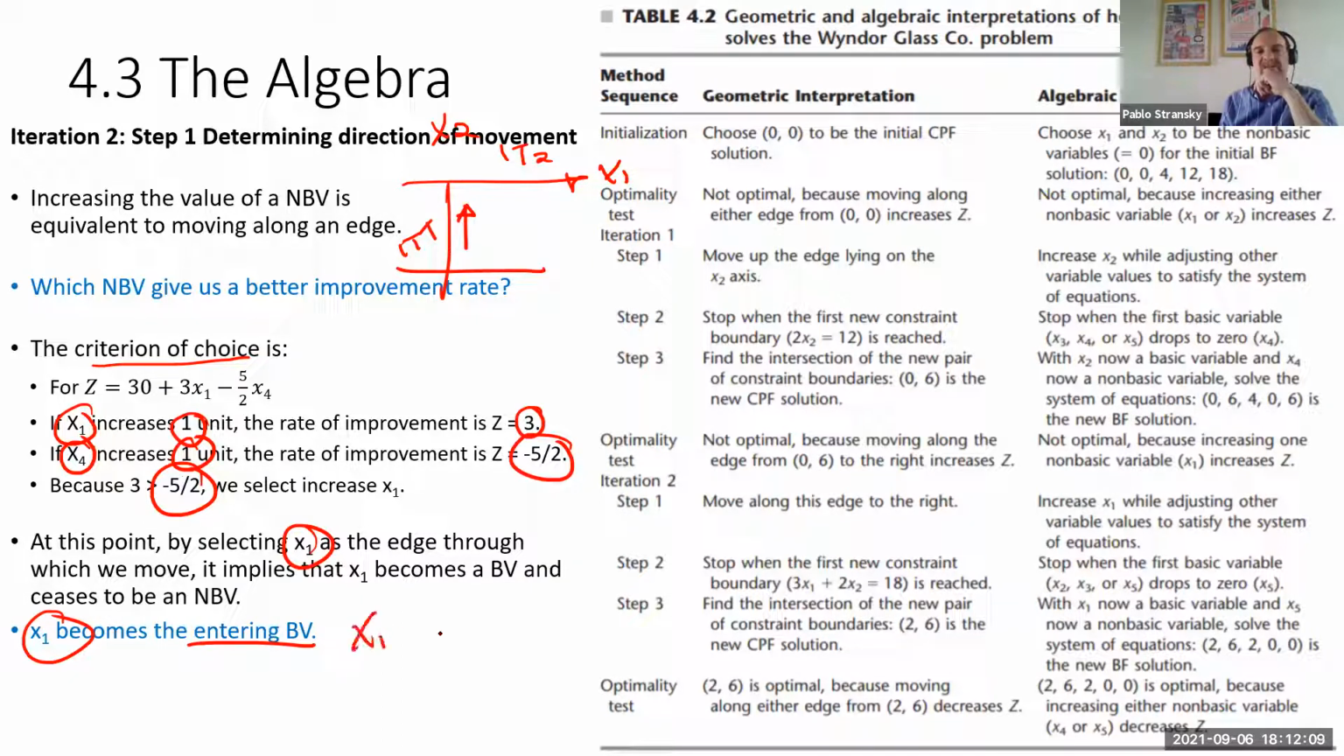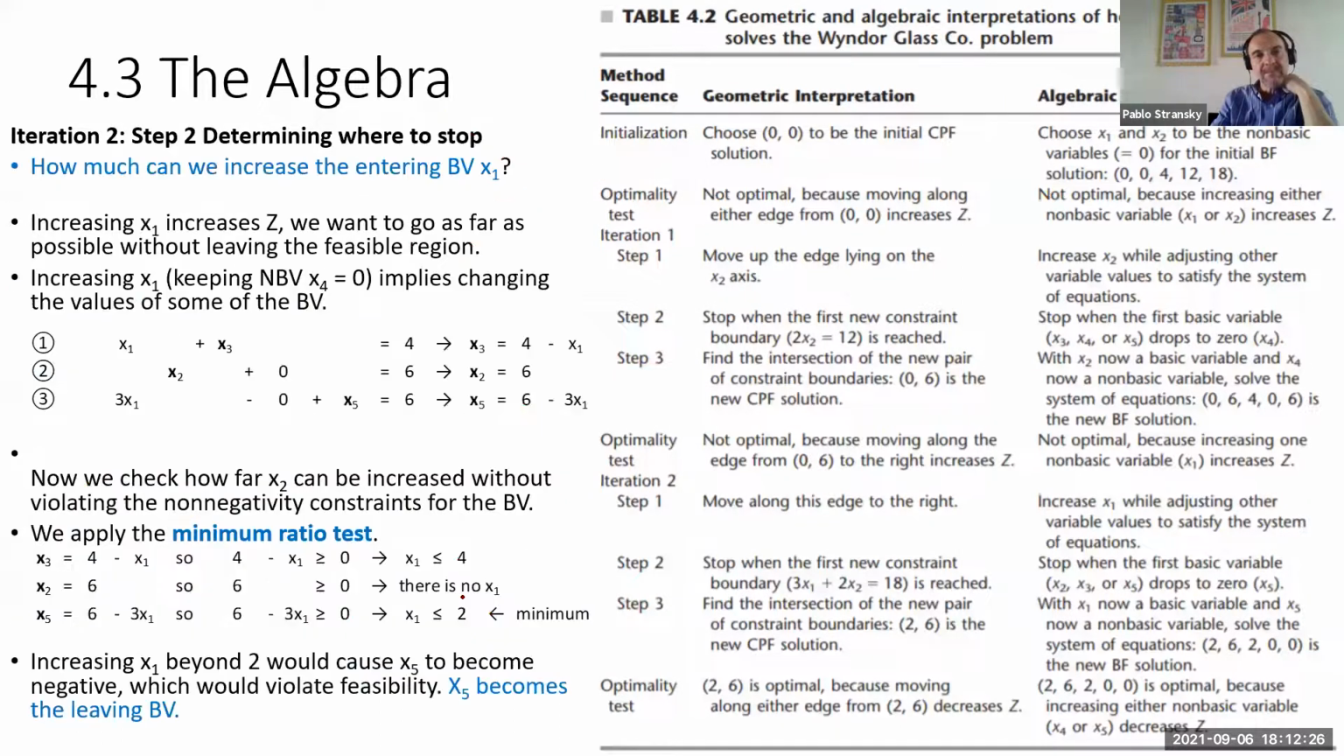That means x1 will be changing places either with x3, I don't think so, or x2, because it just came in, but I'm going to put it in x5. It cannot be x4 because x4 is already a non-basic variable.